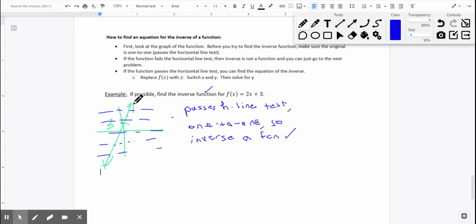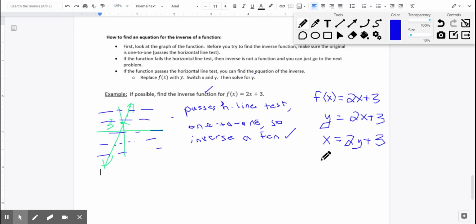So the green one passed the horizontal line test. We can find the equation of the inverse. Here's the process. We start with our given equation. Okay. We replace f of x with y. And different teachers teach this next part differently. The way I like to do it is right now I switch x and y. Okay, and then solve for y.